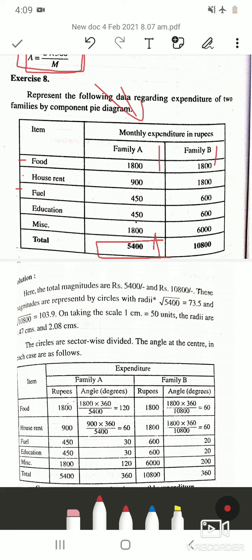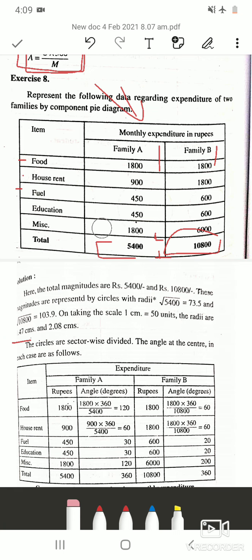So for family A it is 5400. So it should be represented by a circle with radius the square root of the total value. So the square root of 5400 is 73.5, and for family B the total is 10800, so the square root of 10800 is 103.9. If we take 1 centimeter equal to 50 units, then for family A the radius is 73.5 divided by 50, which is 1.47 centimeters, and 103.9 divided by 50 gives 2.08 centimeters.